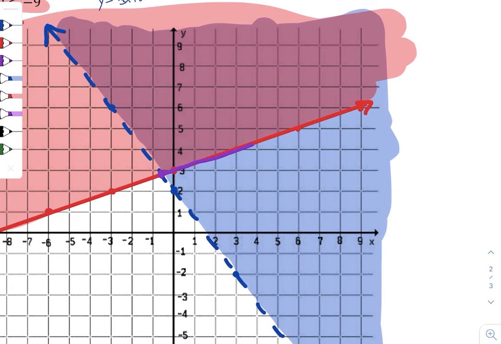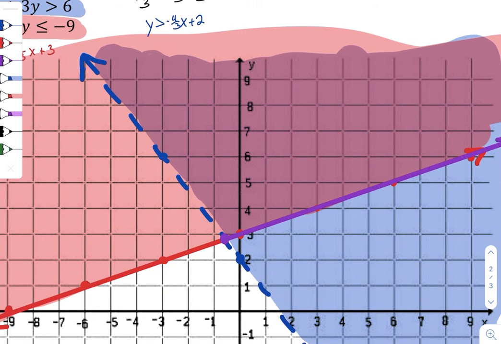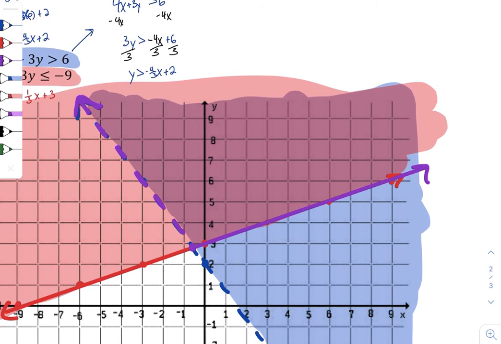Now, however, this red line that I'm kind of coloring over in purple, that is part of our solution, any point on that line, except for the one where they intersect. However, the blue line is not. So the blue line's still a border, so I'm going to go ahead and make it purple. If you were on paper, you would just make that line darker. That's going to be not part of our solution because it's dashed. That's not part of it, but the shading is.